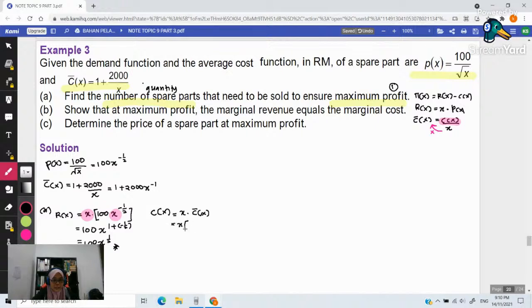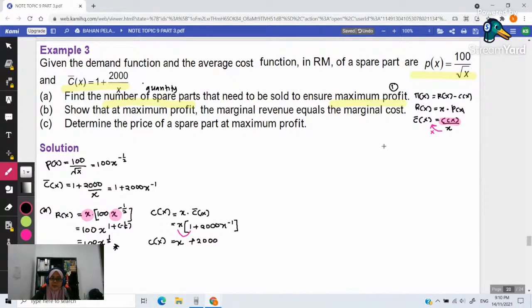So, x multiplied with 1 plus 2000 x to the power of negative 1. x multiplied with 1, the answer will be x. Then x plus 2000 x to the power of negative 1. Remember, if we multiply indices, the power 1 plus negative 1 is equal to x to the power of 0, and x to the power of 0 is equal to 1. So my cost function is equal to x plus 2000.